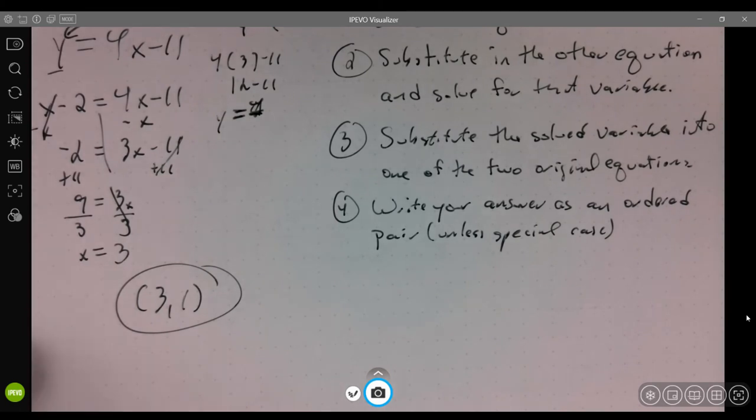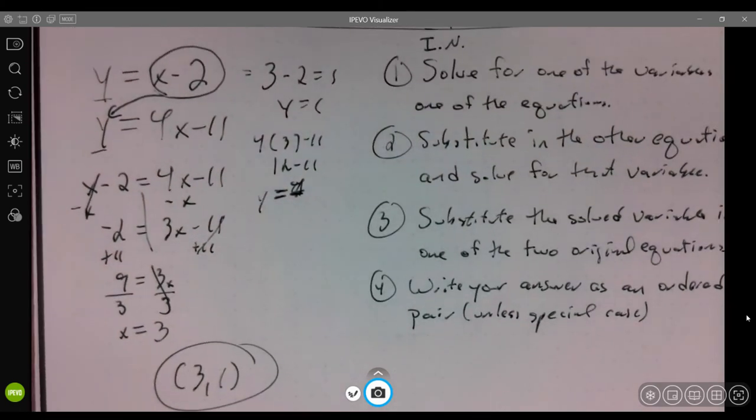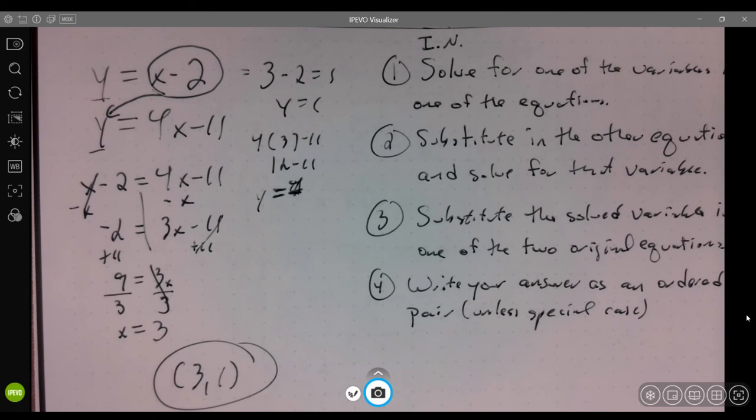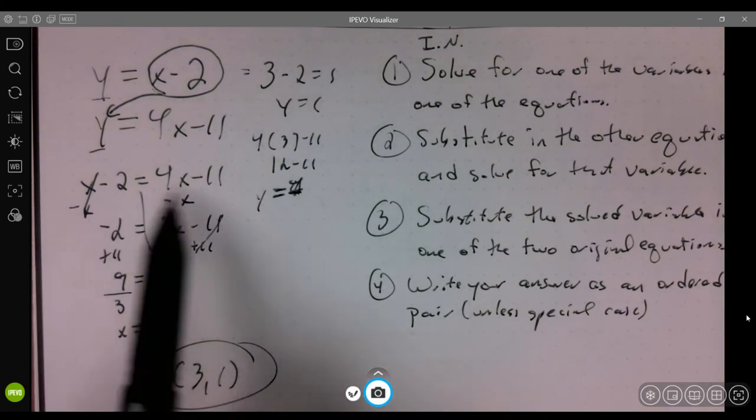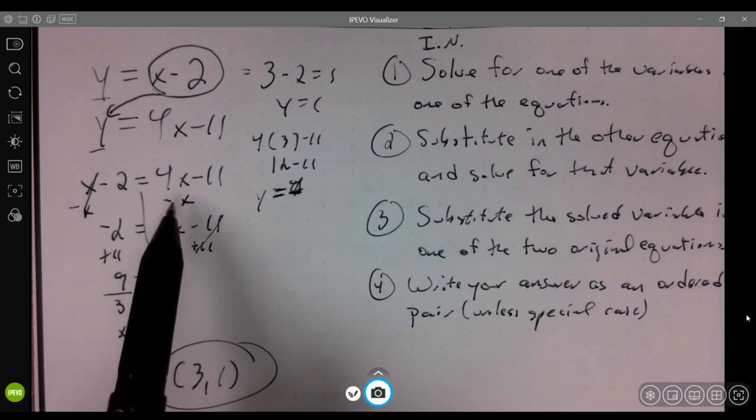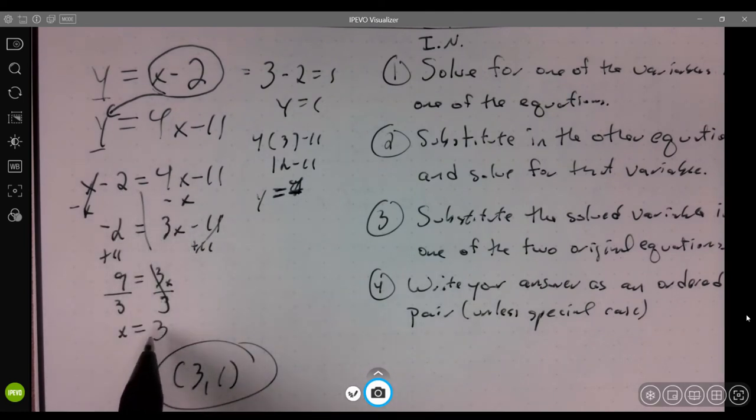Where do these two lines cross? They cross at 3, 1. How do I know? I use substitution. I solve for one of the variables in one of the equations. I substitute it in, and I solve now because I only have one variable in there: x minus 2 equals 4x minus 11. I solve for x. I got 3. I got to plug back into one of the original ones.